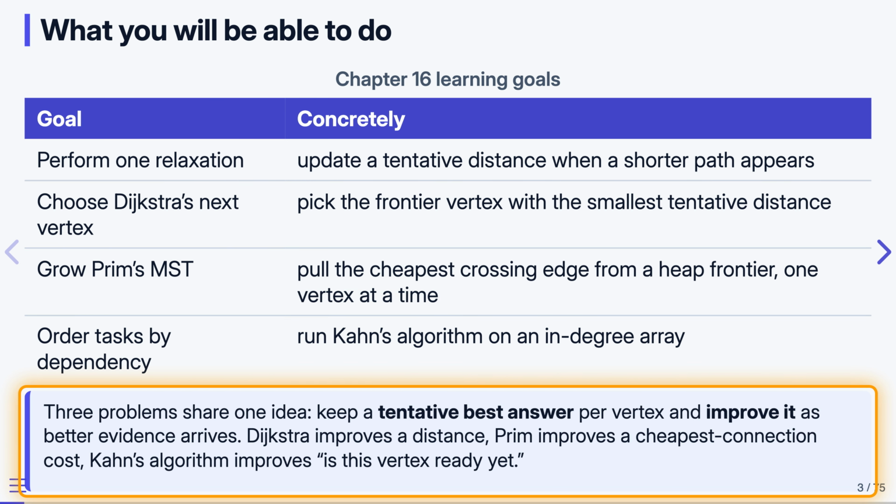One idea ties the three problems together. You keep a tentative best answer for each vertex, and you improve it as better evidence arrives. Dijkstra improves a distance, Prim improves a cheapest connection cost, and Kahn's algorithm improves whether a vertex is ready yet.